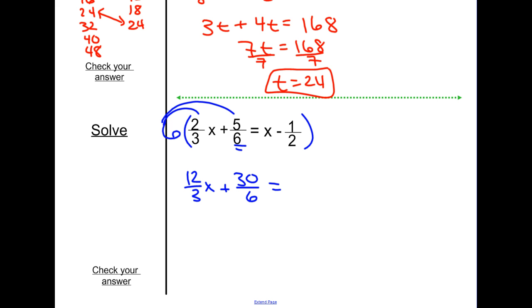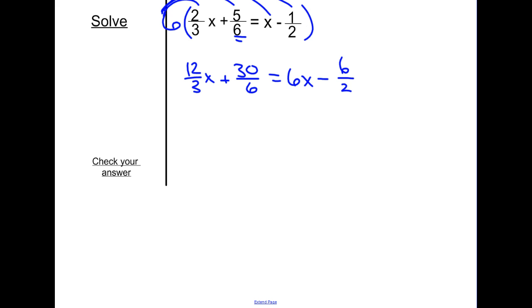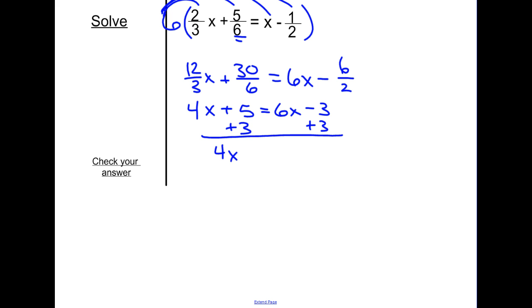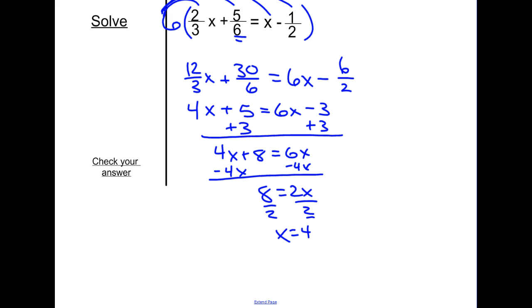plus 36 equals 6x minus 6/2. Now we simplify from there, and we get 4x plus 5 equals 6x minus 3, and simply solve from here. So I'm going to add 3. We get 4x plus 8 equals 6x. Subtract 4x. And we get 8 equals 2x. Divide by 2. x equals 4.